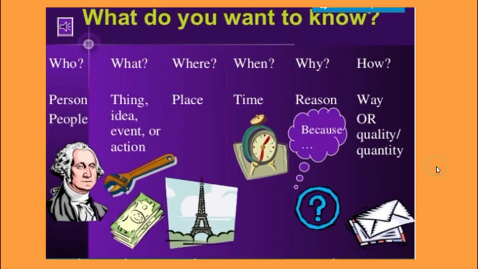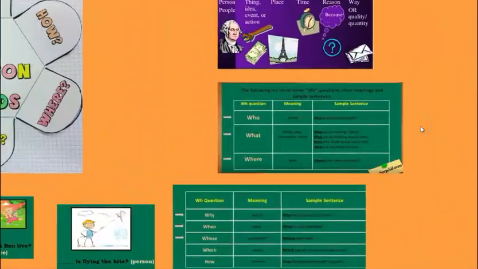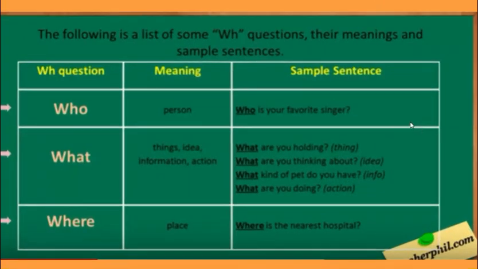Now, let me show you specifically when we use them. For example, here we have who. As I told you, we use it when we want to know about a person. For example, "Who is your favorite singer?" As I told you in the example.